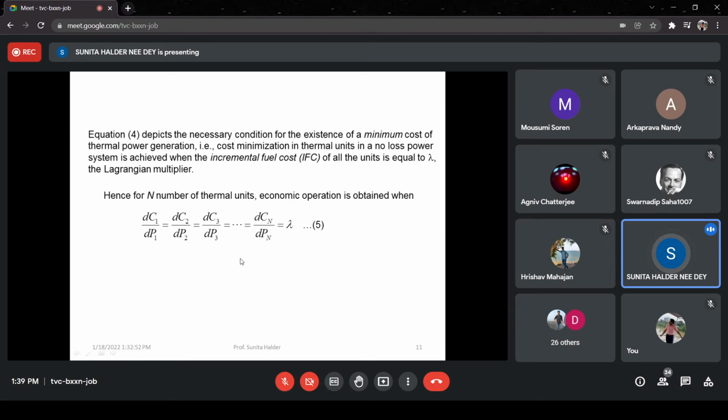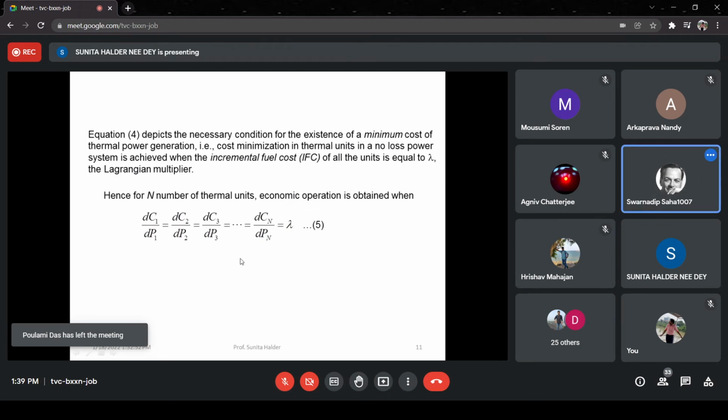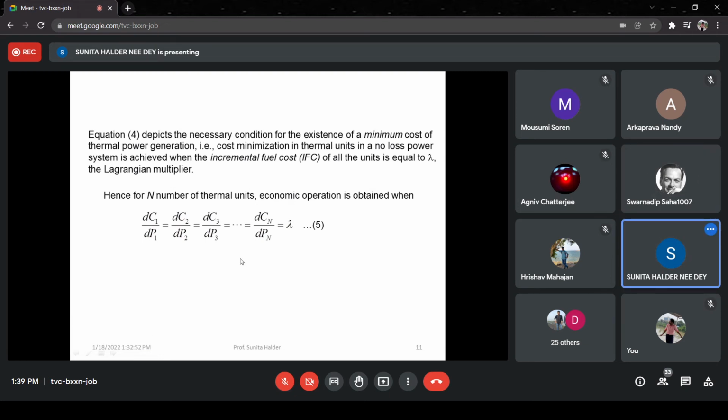So how many equations can we get from equation 5? Can you tell me? N minus 1? N number of equations. Because dC1 by dp1 equal to lambda is one equation, similarly dCn by dpn equal to lambda. So there are n equations, right? Not n minus 1, n. Okay. Yes, ma'am.